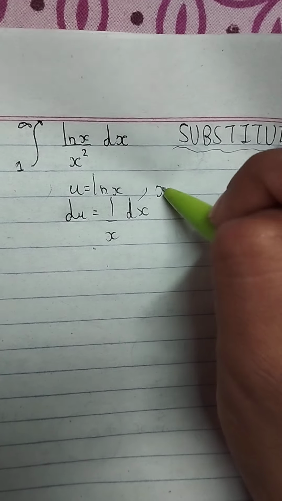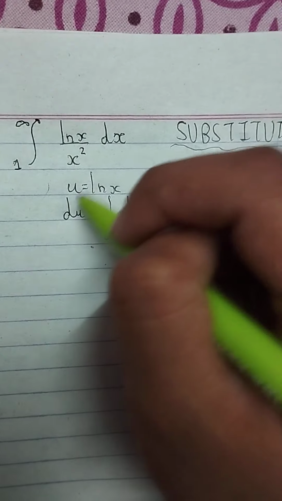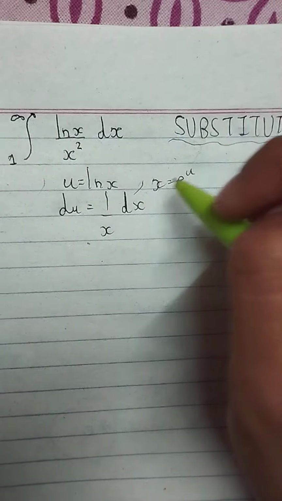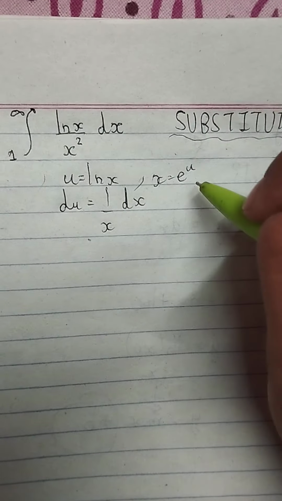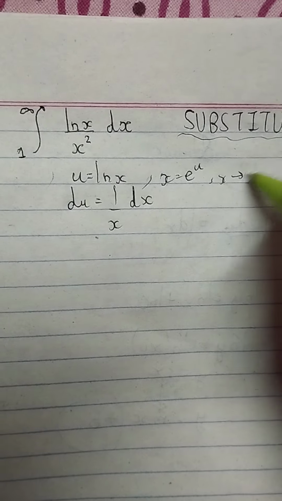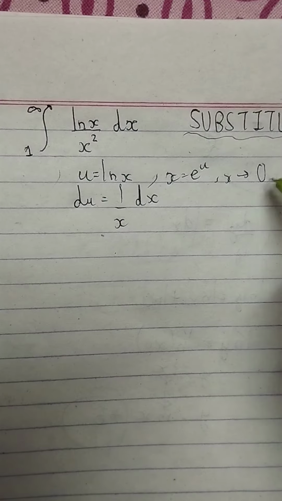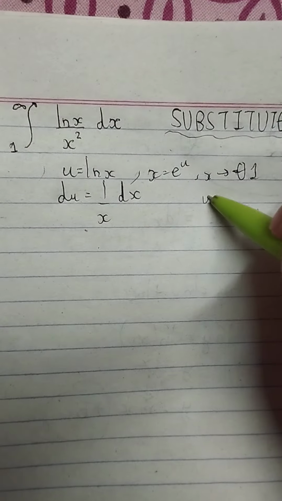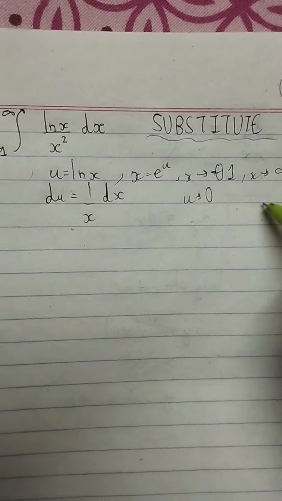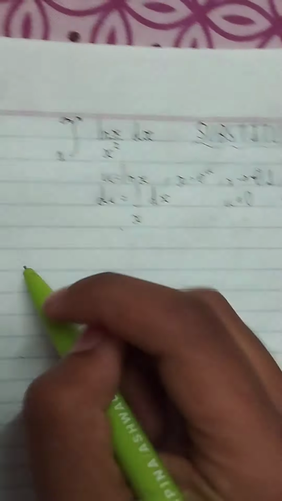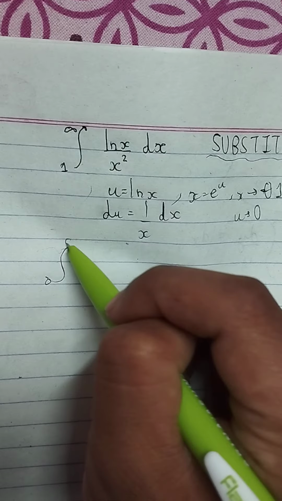So x equals e to the power u, when you raise e to the power of both of these sides. And here, when x goes to 1, u goes to 0, and when x goes to infinity, u goes to infinity. So that means our new integral will go from 0 to infinity.